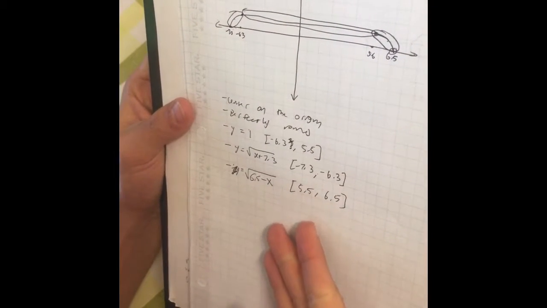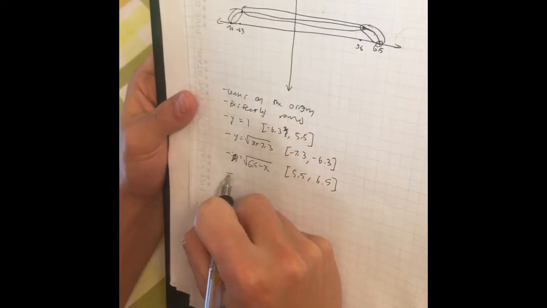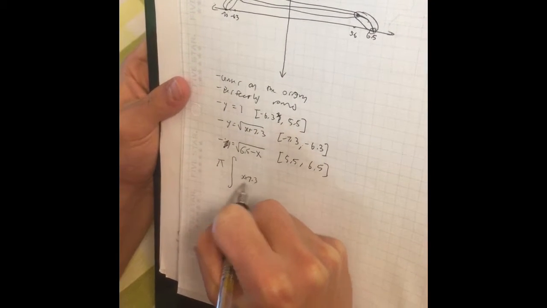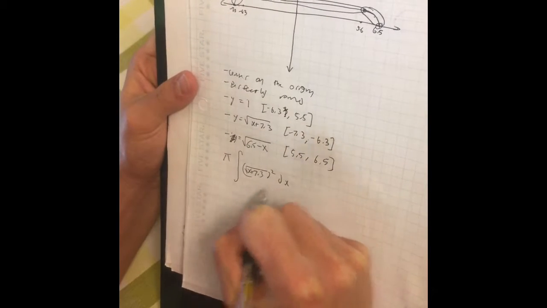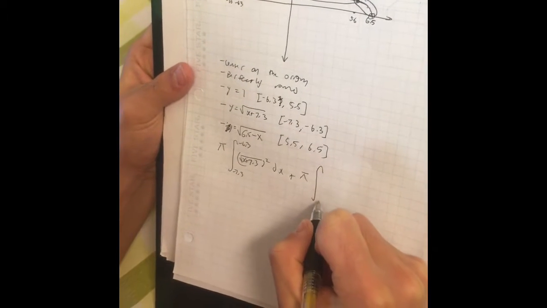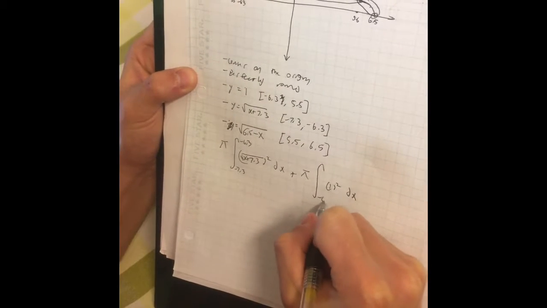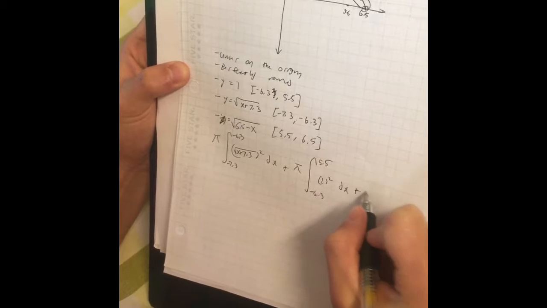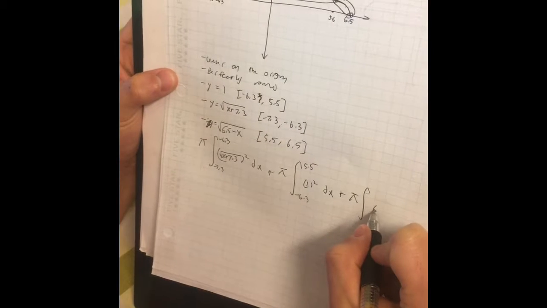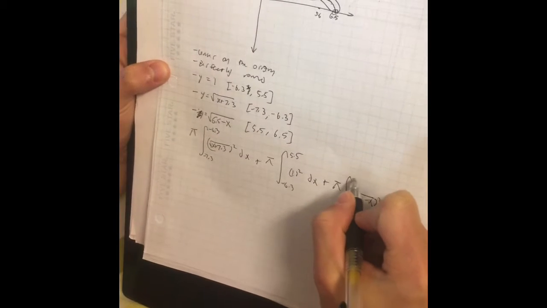Now we have our 3 equations, so all we need to do is rotate them around the x-axis, add them up, and thus we have the volume. It's going to be pi times the integral of our first equation, the square root of x plus 7.3, squared, dx from negative 7.3 to negative 6.3, plus pi times the integral of the line y equals 1 squared dx from negative 6.3 to 5.5, plus pi times the integral of the square root of 6.5 minus x, squared, dx, from 5.5 to 6.5.